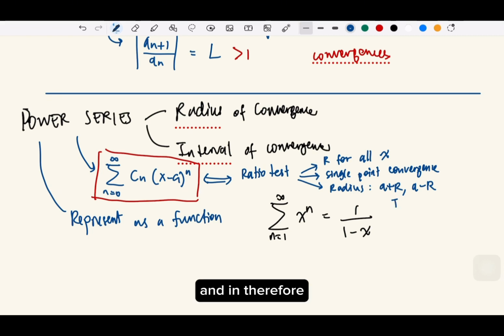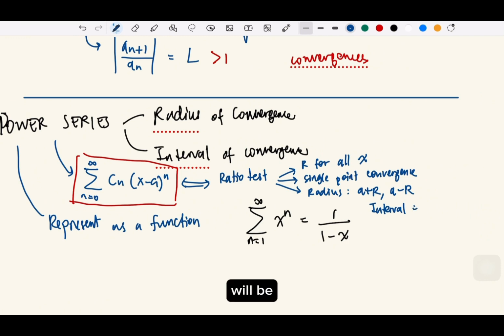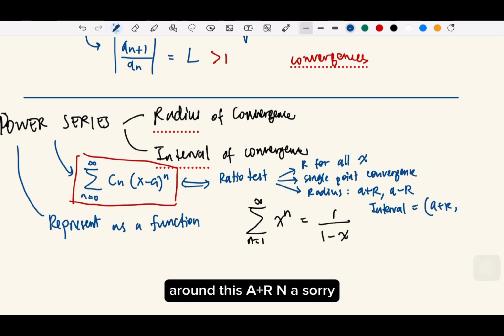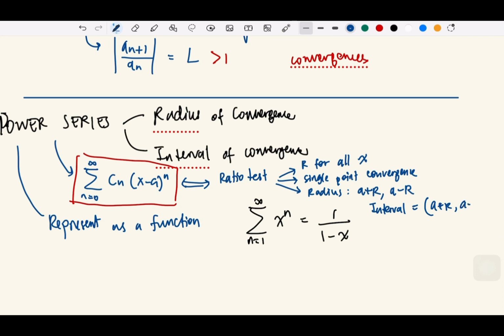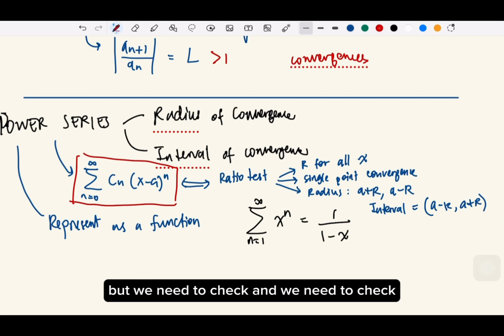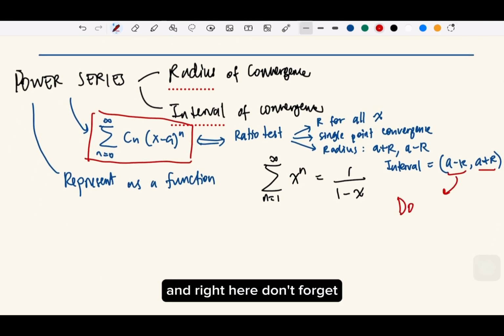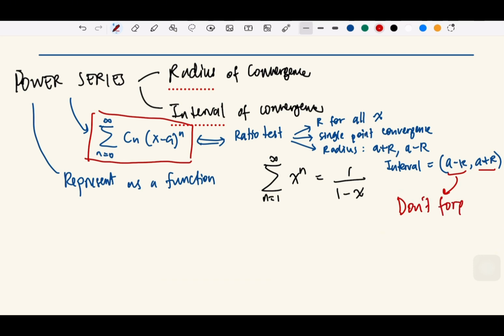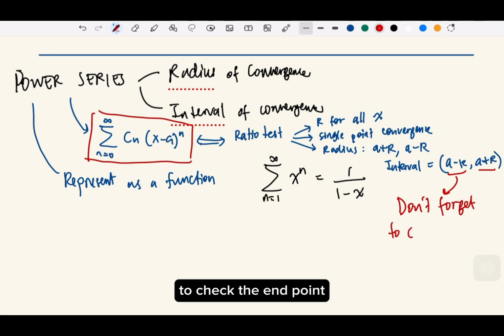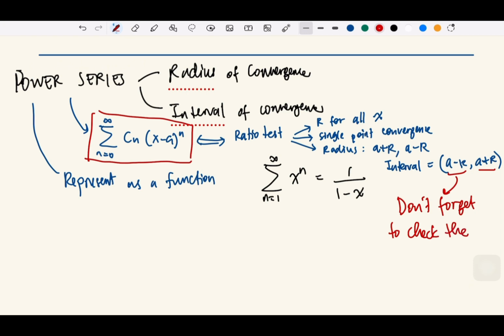And the interval will be around this: a plus r and a minus r, a plus r. But we need to check. Okay, we need to check. Let me write here. Don't forget to check the endpoint.